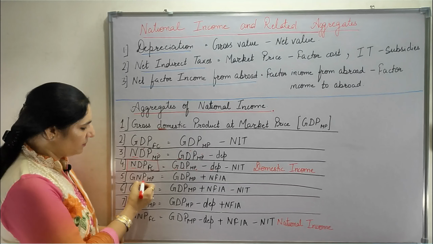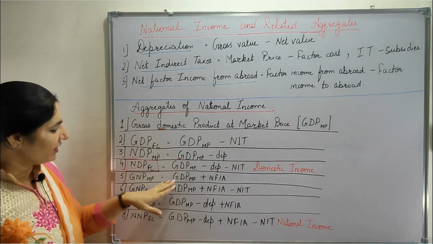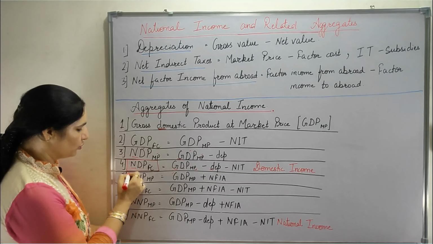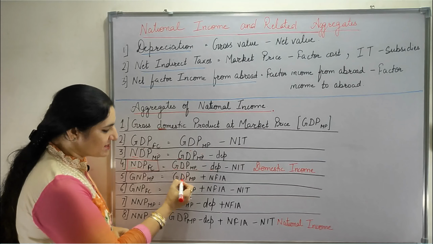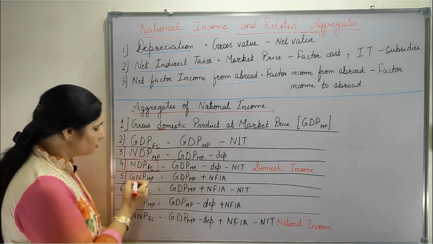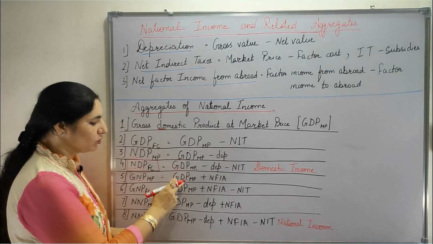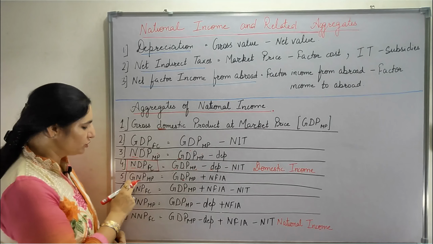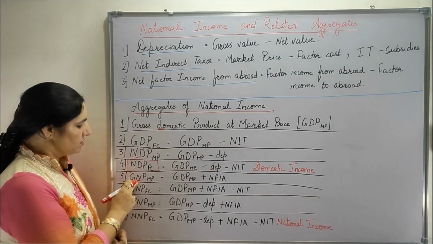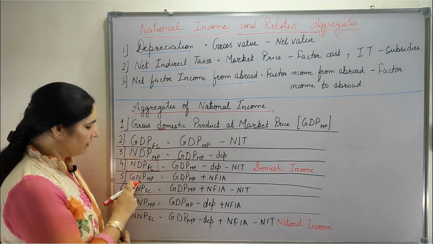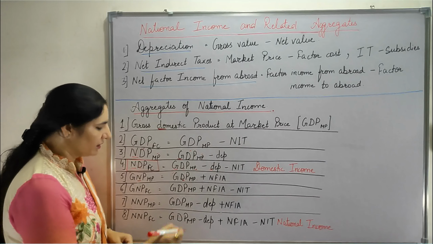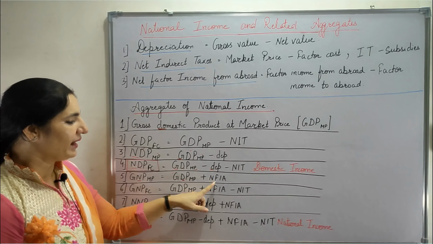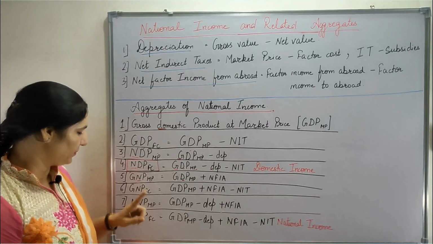Next aggregate is GNP at MP. To arrive at GNP at MP from GDP at MP, see gross and gross both are equal. From domestic, we need to arrive at national. So domestic should be added with net factor income from abroad to arrive at national. So we have added NFIA and market prices are equivalent. So GNP at MP is arrived by adding NFIA to GDP at MP.